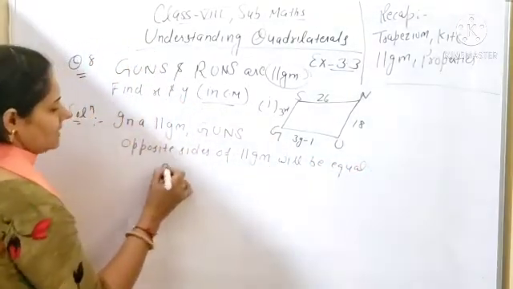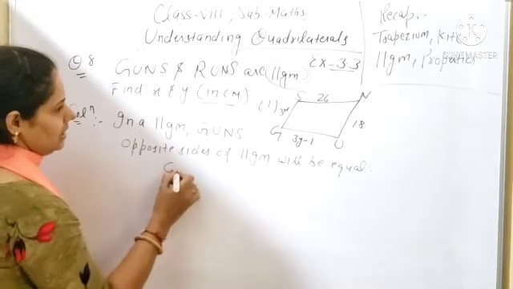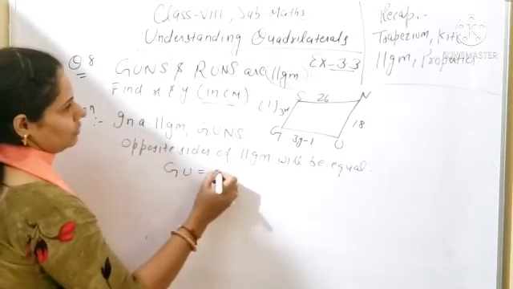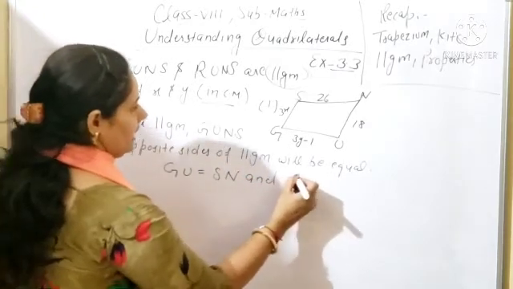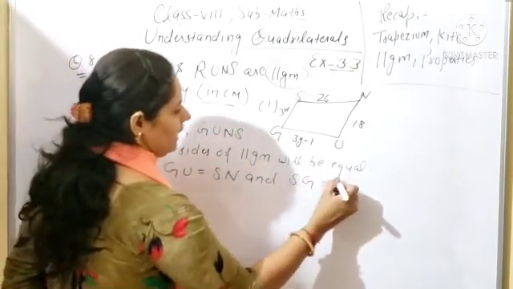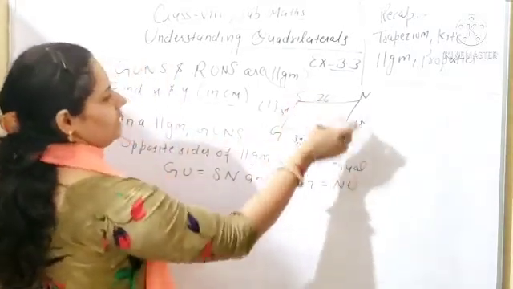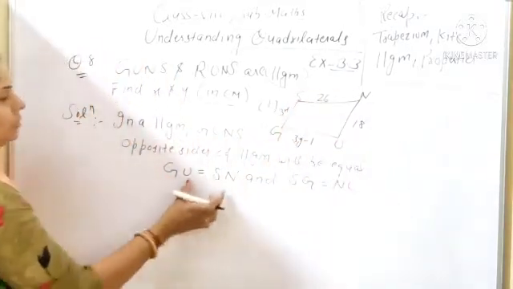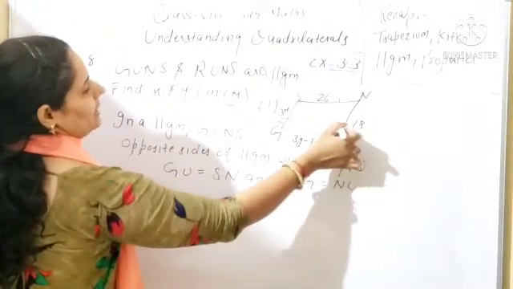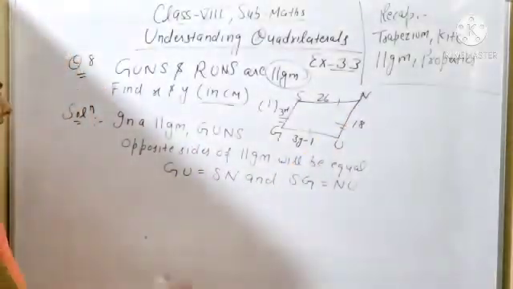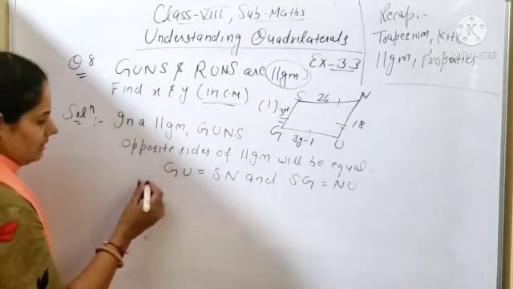So you can say GU will be equal to SN, okay, and SG will be equal to NU. You can give the name GS and UN also. Okay, beta. So GU will be equal to SN, means this side will be equal to this one, and this one side will be equal to this one side. Clear? Now you will write the measure.